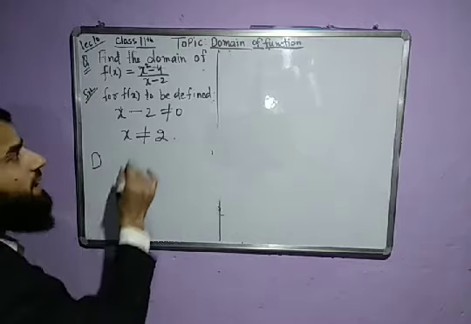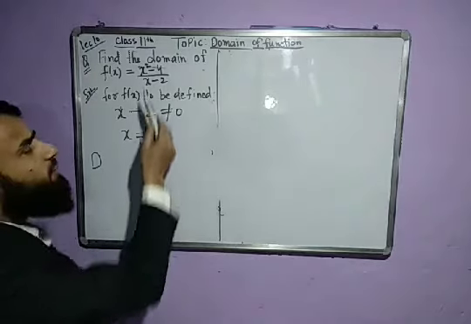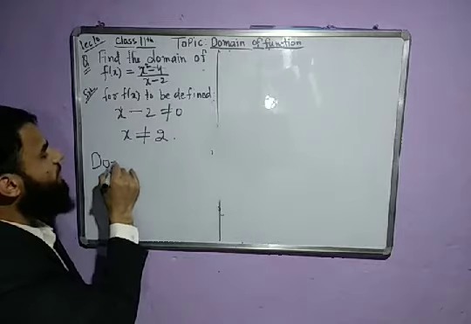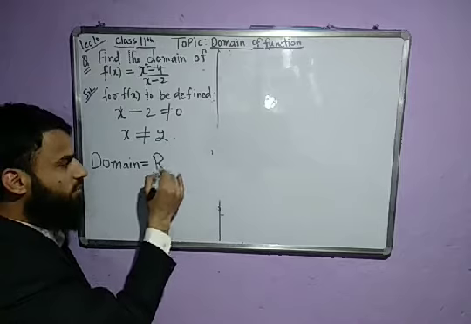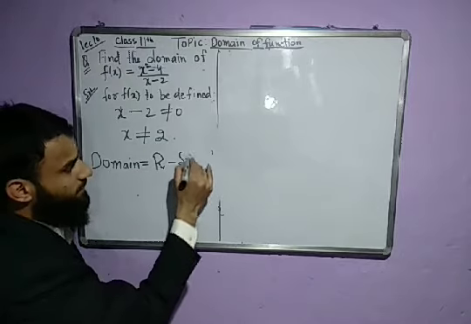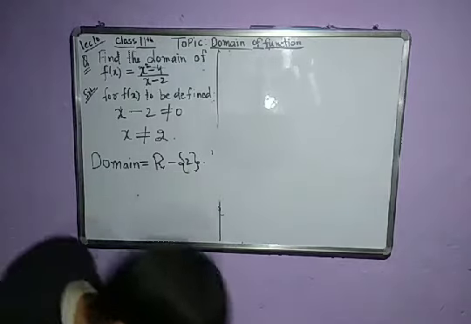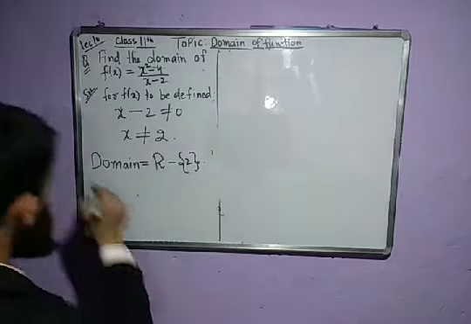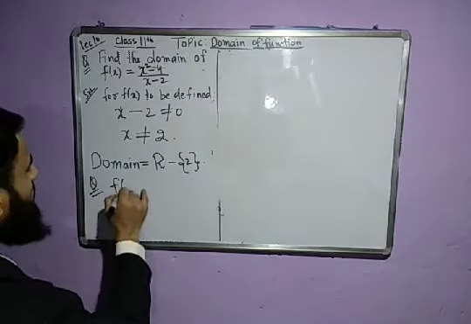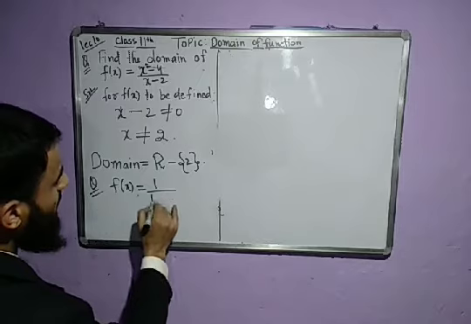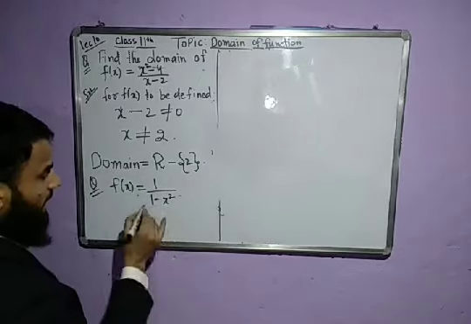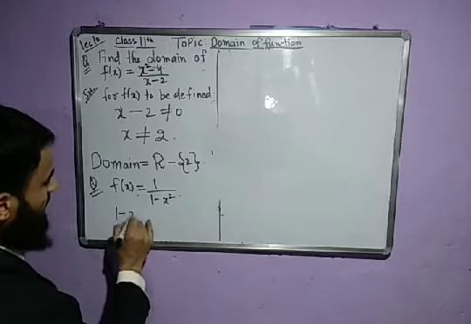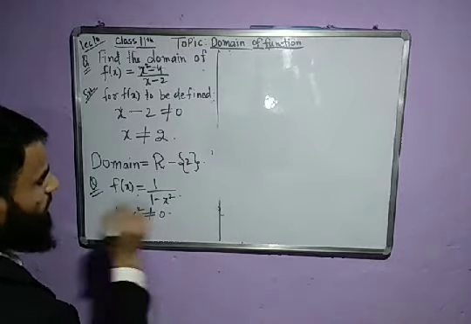It means domain actually is nothing but the possible values of x. It means domain is all values of x, that means all real values, but without this 2 value. Next, I will discuss another question. You have a function f of x is equal to 1 by 1 minus x square, and you have to find the domain. And for f of x to be defined, 1 minus x square should not be equal to 0.